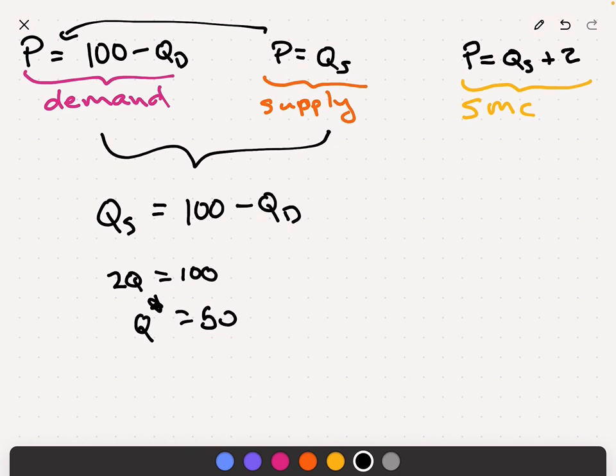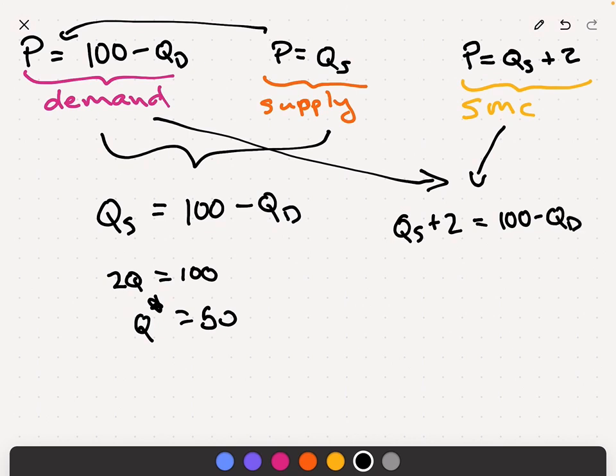But let's imagine that actually we think there's an externality, and so we're going to use the demand equation, but then we're going to use the social marginal cost equation, right? And if I do the same thing, I see that we get QS plus 2 equals 100 minus QD. And again, I'm going to drop the subscripts now because the quantity is going to be where both equations are true, so we can sort of forget about the differentiation of supply and demand here. And that means that we've got, what, 2Q equals 98, which means that Q star here is actually 49, right?